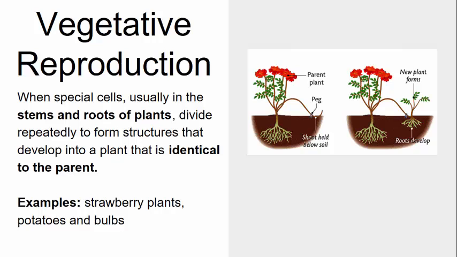Just like a strawberry plant, spider plants go through the exact same thing. Once you have a parent plant, it'll send off a little shoot. And wherever that shoot lands, it'll grow into an entire new plant.